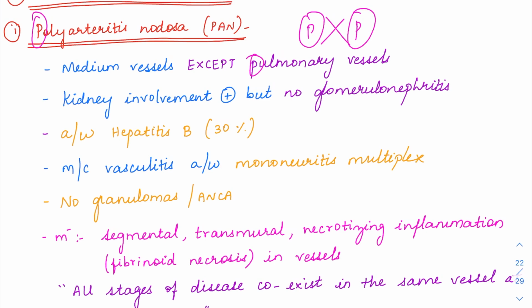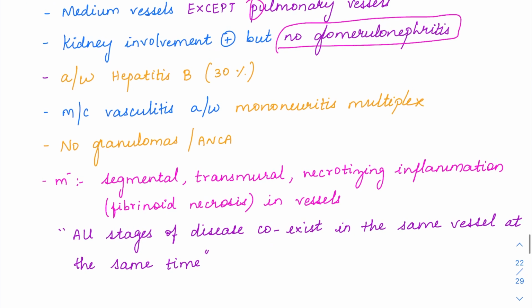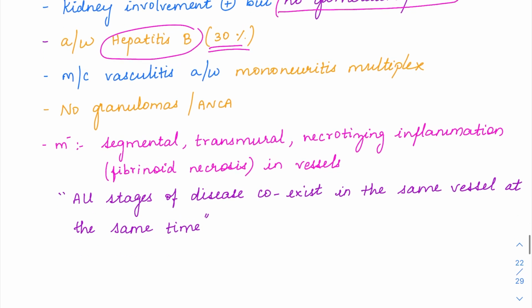Okay, and kidney can be involved in PAN. However, there will be no glomerulonephritis in PAN. Why I am stressing this, you'll understand when I am discussing microscopic polyangiitis. If you read both of these diseases in comparison, you'll understand they have opposite kinds of features. So PAN has kidney involvement, but no glomerulonephritis, and it can be associated with hepatitis B in 30% of cases. In the history, they might give a clue, as in the patient was hepatitis B positive.